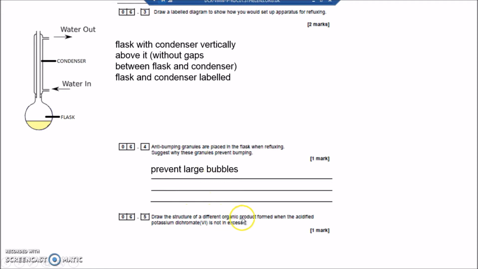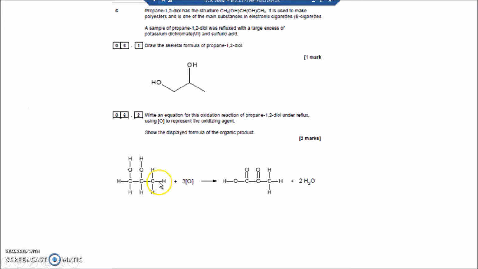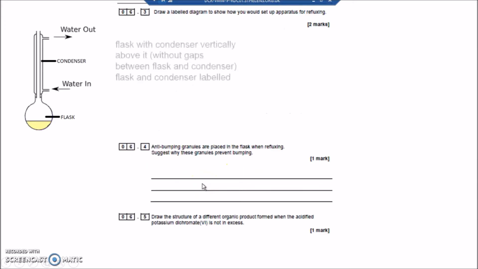Draw the structure of a different organic product formed when acidified potassium dichromate is not in excess. Well, not in excess, so the easiest one to show is that this would form an aldehyde group, and therefore it would stop at an aldehyde group if it's not in excess and would never form the carboxylic acid group. That's the easiest one to draw.